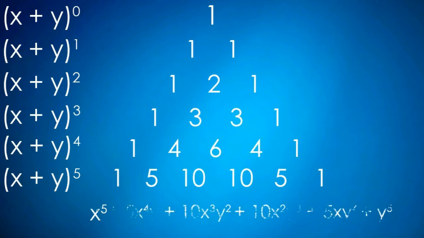Next is x raised to 4 y for second coefficient, which is 5. Next is x cubed y squared for third coefficient, which is 10. Next is x squared y cubed for fourth coefficient, which is 10. Next is x y raised to 4 for fifth coefficient, which is 5. And last is y raised to 5 for the last coefficient, which is 1. And that's how to use the Pascal's triangle.